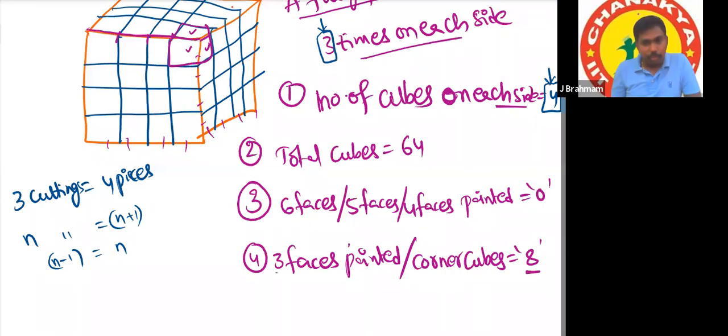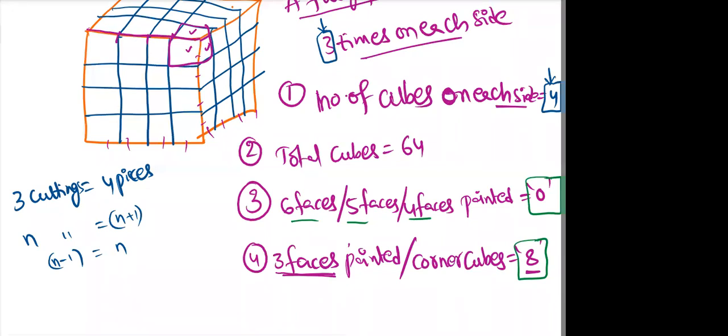So it is possible to paint a maximum of 3 faces only here. 4 faces, 5 faces or 6 faces is not possible. Remember, these two answers are standard: 6, 5 or 4 faces painted cubes are 0, and 3 faces painted cubes are 8. It is independent of the number of cuttings and number of pieces on every side.